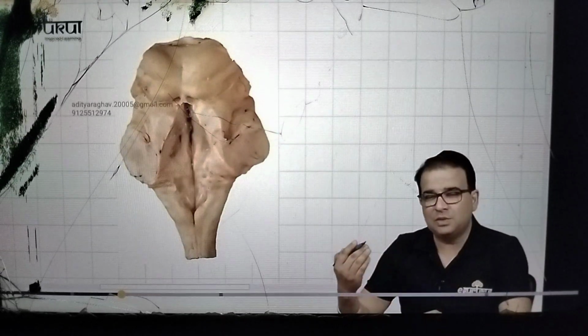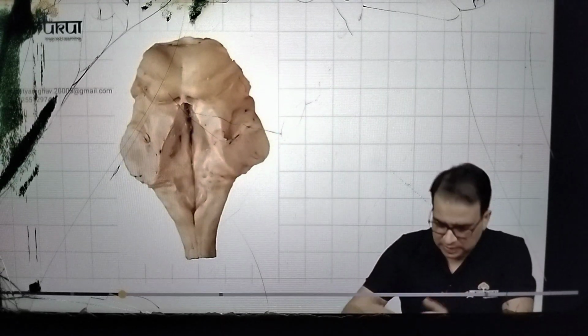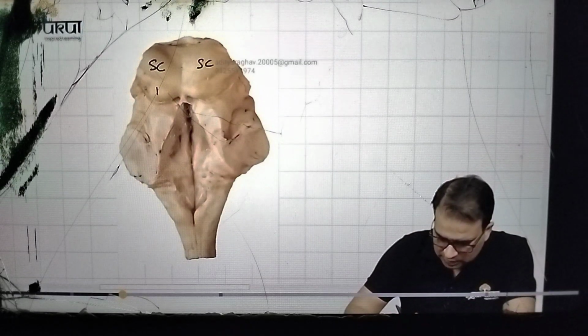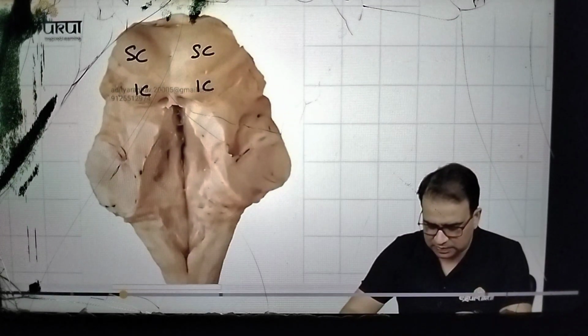The dorsal part of the midbrain, as you all know, is called as a tectum. Tectum is made up of two colliculus. This here is the superior colliculus, and just below that is the inferior colliculus. So you're looking at the superior and the inferior colliculus.